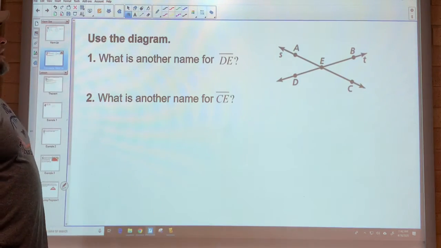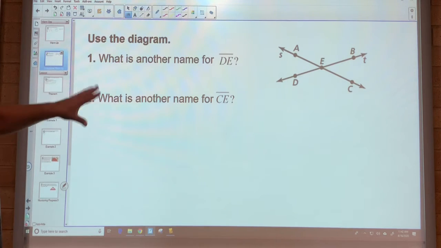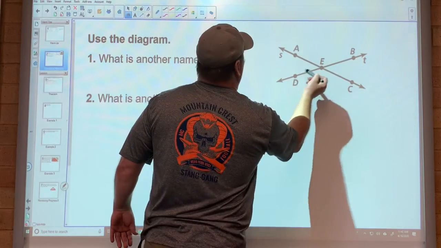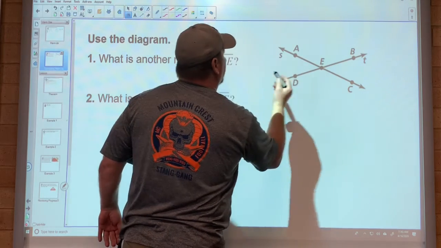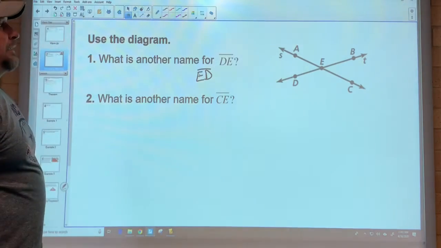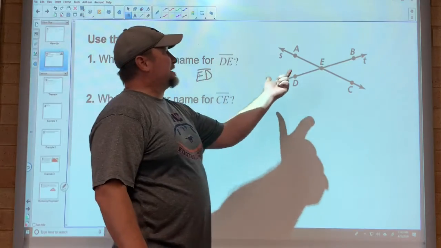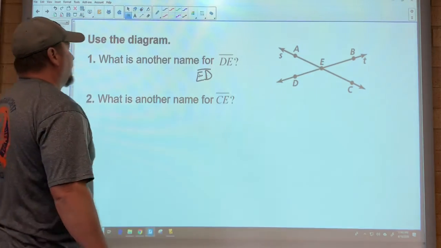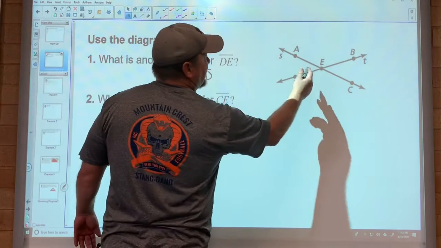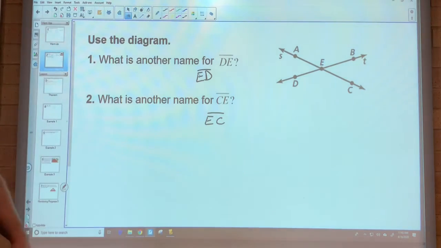All right, in this diagram, give another name for DE, and then I do want to talk about the angles, even though it's not asking about the angles. So another name for D to E. D to E is this segment right here. We could say E to D. And that's probably the main way you could say it if we're just talking about that segment only. Does that make sense? What's another way to name C to E? C to E could be E to C. You can name it either way. It doesn't matter which way you name it.